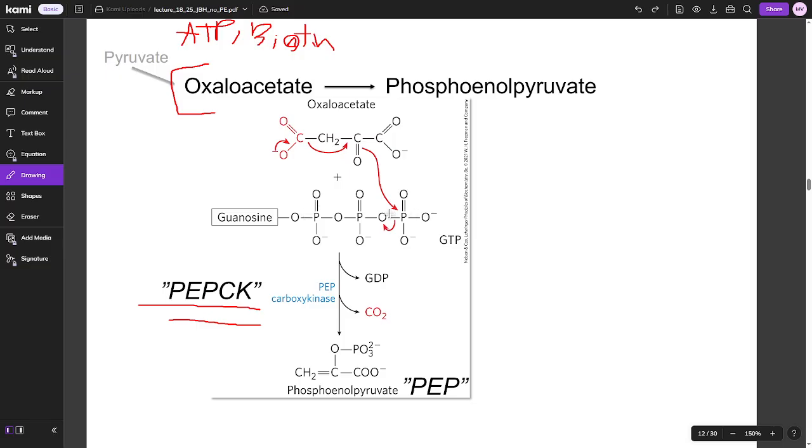And the breakage of guanosine triphosphate is also very negative, generally speaking. The addition of a phosphate group to any molecule in general is not the most favorable, but we have two reactions here that are driving this reaction forward to turn it into phosphoenolpyruvate.